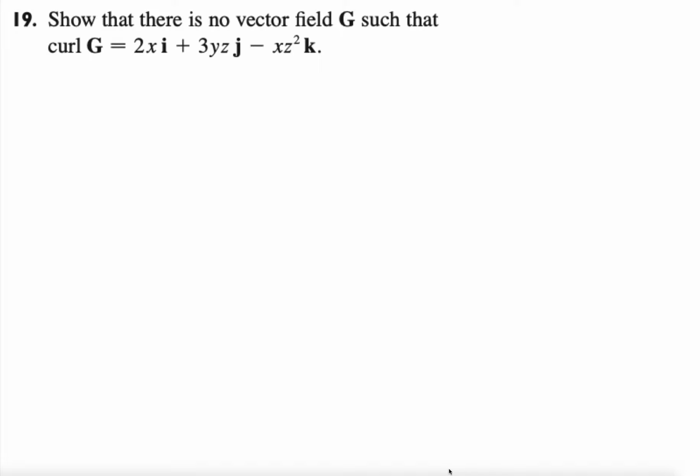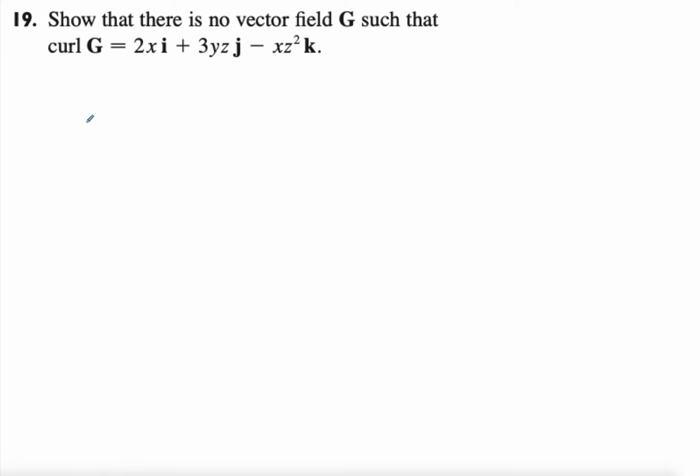Look at review on vector calculus. This is number 19. What we need to do is show that there's no vector field G such that curl of G will be this one. In order for us to show that there is no such vector, what we need to do is this.